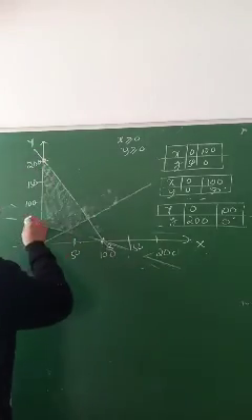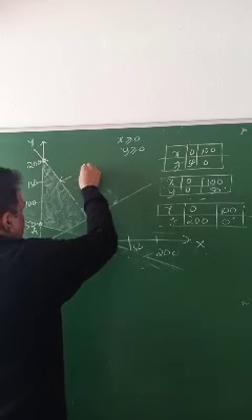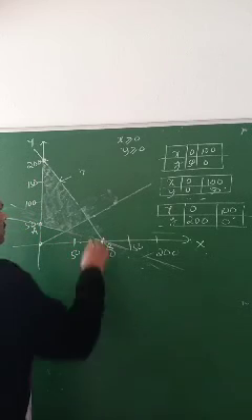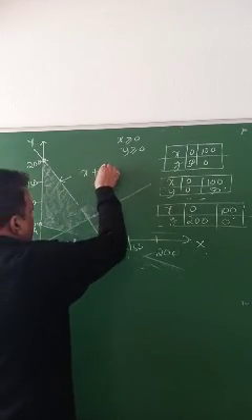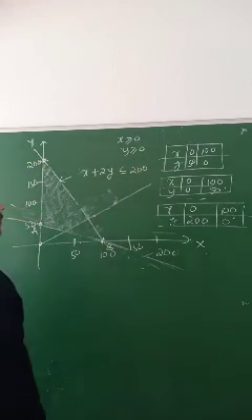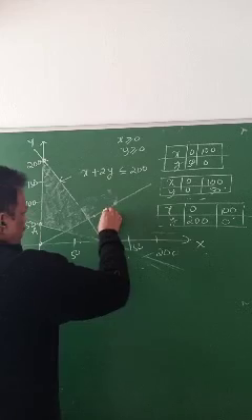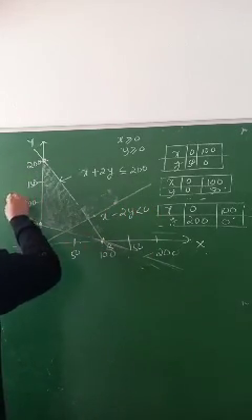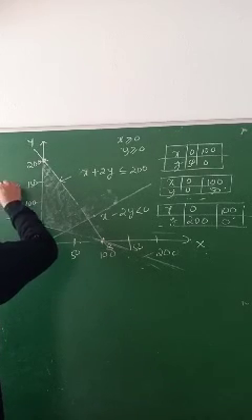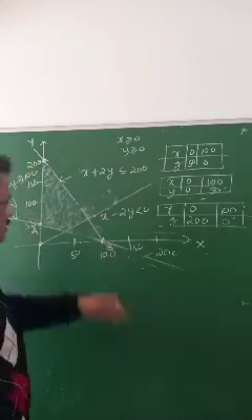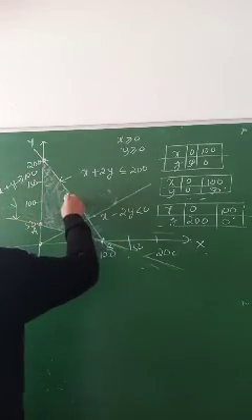So write its equation. This is x plus 2y less than 200. Is it so? Yeah. This was x minus 2y less than 0. What about this equation? 2x plus y greater than 100. Three equations. This is your feasible region.